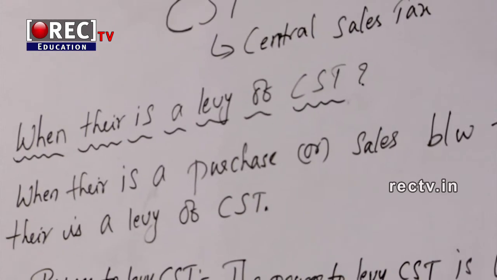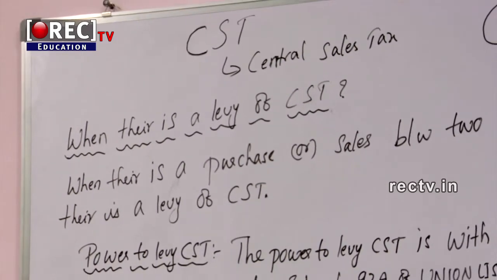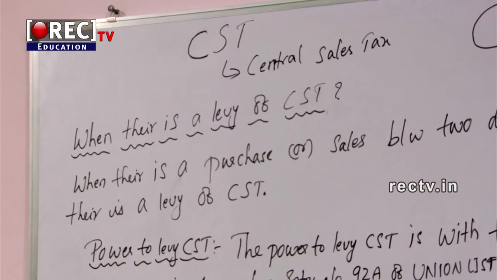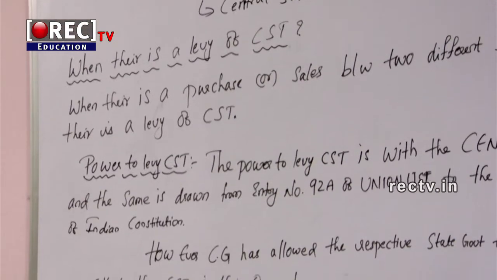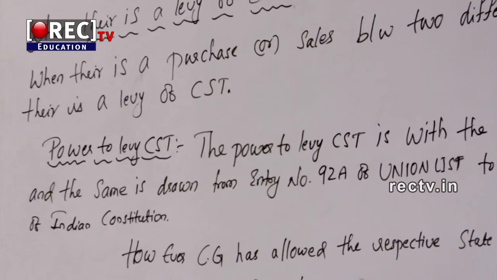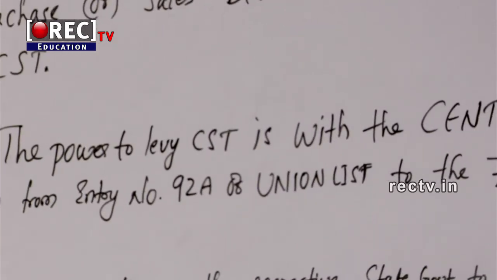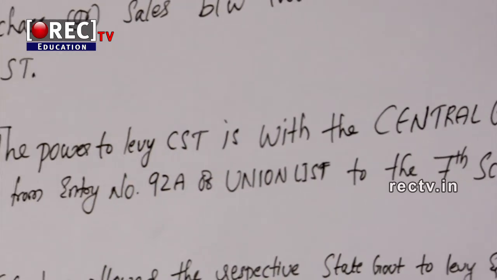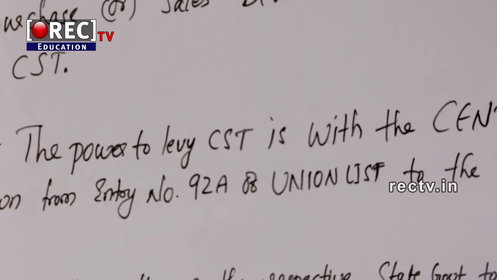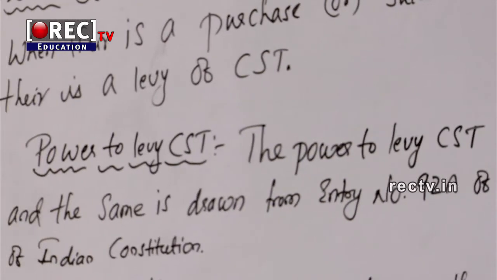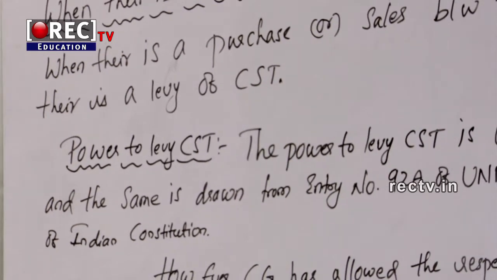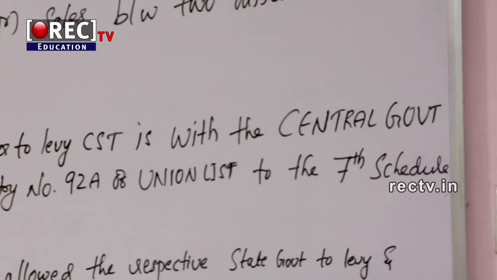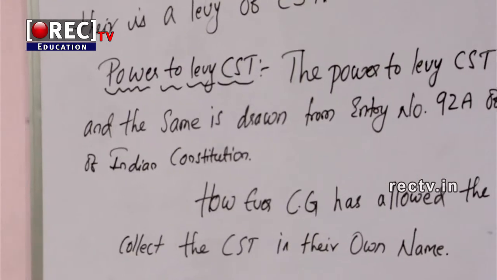So friends, what is the meaning of CST? When there is a purchase or sale between two different states, there is a levy of CST. From where is this power got? The power to levy CST is with the central government, and it is drawn from entry number 92A of the Union List to the 7th Schedule of the Indian Constitution.